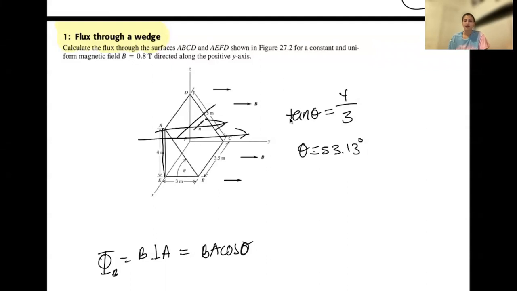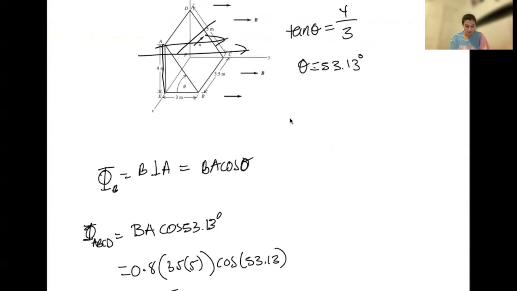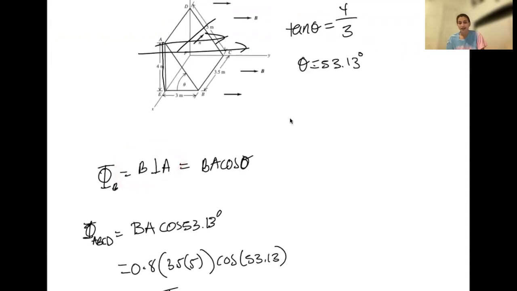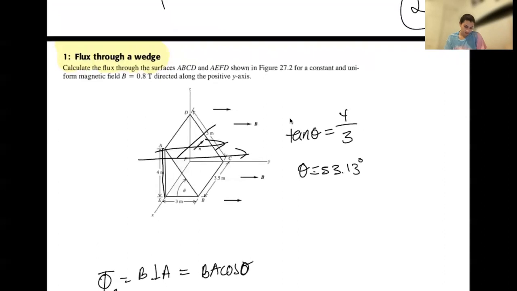If the magnetic field and the surface are perpendicular to each other, like for example ADFE, this one in the back, you can just leave it as B times the area. If there's an angle, then your flux is BA times the cosine of theta. You use cosine of theta when the surface is not perpendicular to your magnetic field.